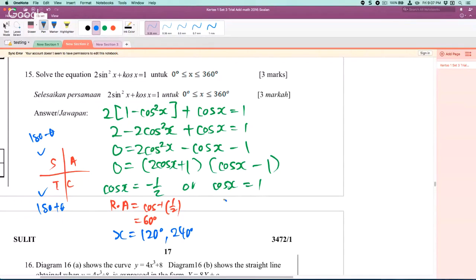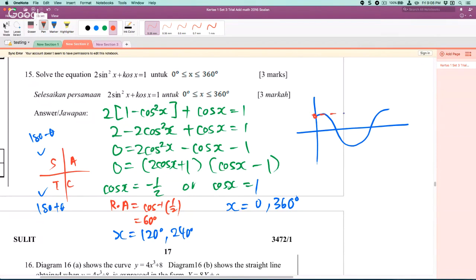All right, then I will do cos x equals 1. This one you can basically use the calculator. Shift cos 1, the calculator will tell you 0. But I know the other answer should be 360. Why do I know that? Because I understand the graph. For the cos graph, you will get 1 at 0 and 360. So therefore, I know you should have all of these answers: 0, 120, 240, 360. All right, this is how you get the 3 marks here.